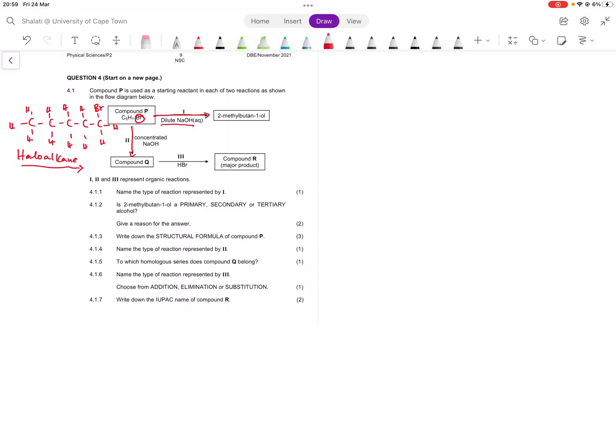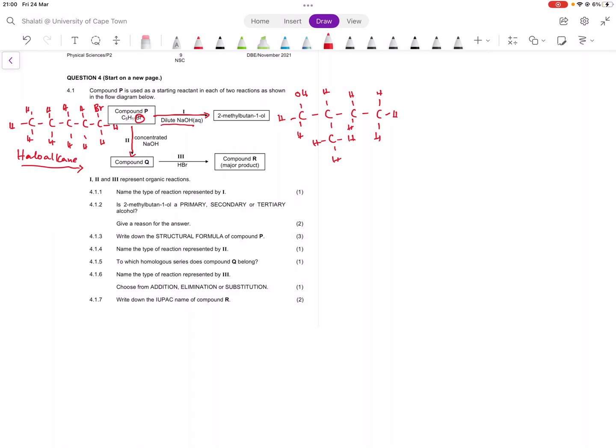So I'm going to draw it. 4 carbons, OH for the alcohol, 2-methyl, so I have a carbon substituent, H, H, H. Then I have the rest of the hydrogens. So that is how the structure looks.